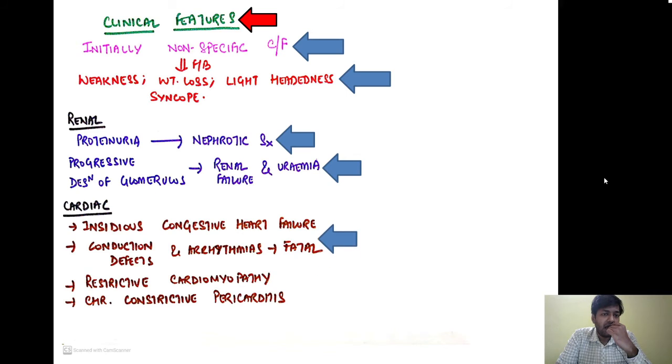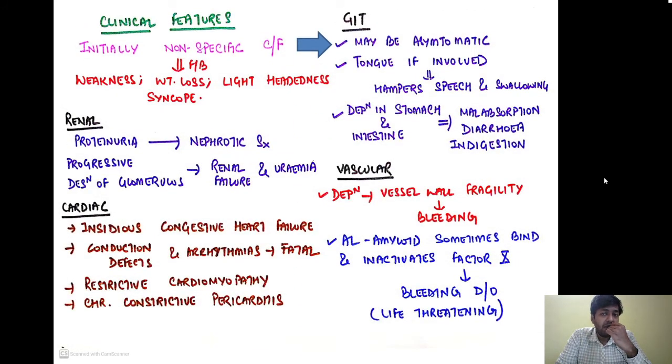At the level of the heart, there can be insidious or gradual development of congestive heart failure, conductive defects and arrhythmias which might prove to be fatal, restrictive cardiomyopathy, as well as chronic constrictive pericarditis. Now, in the GI tract, it may be asymptomatic.